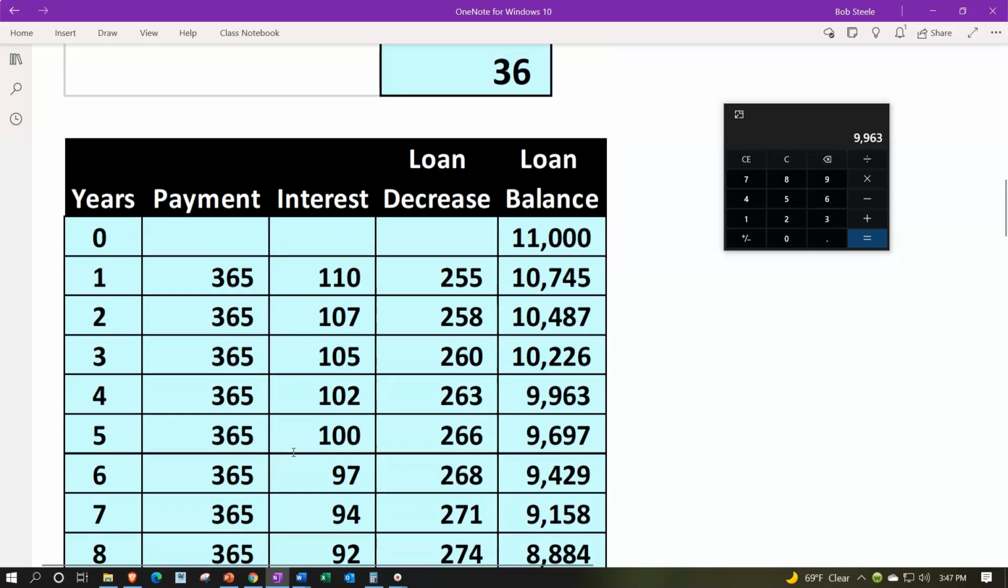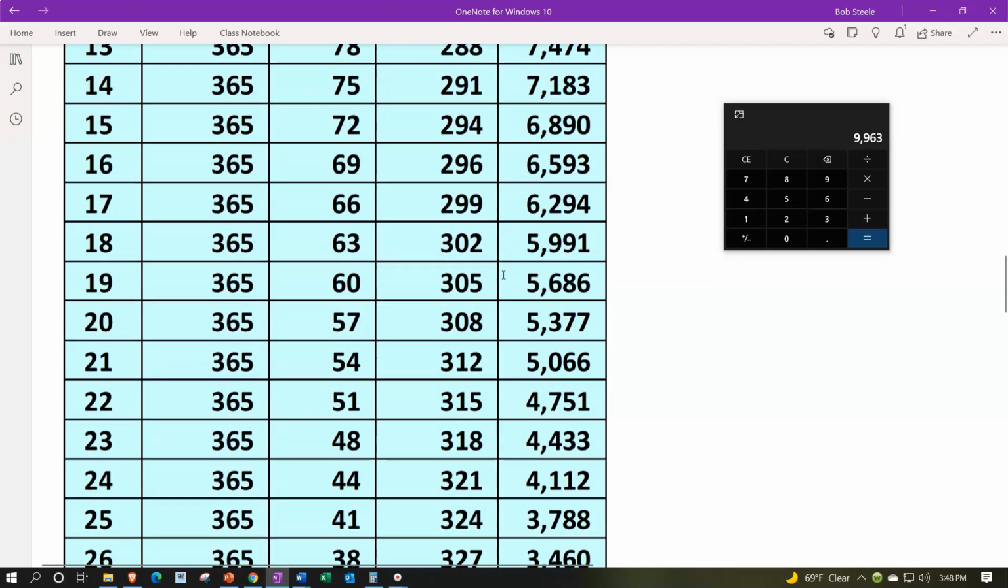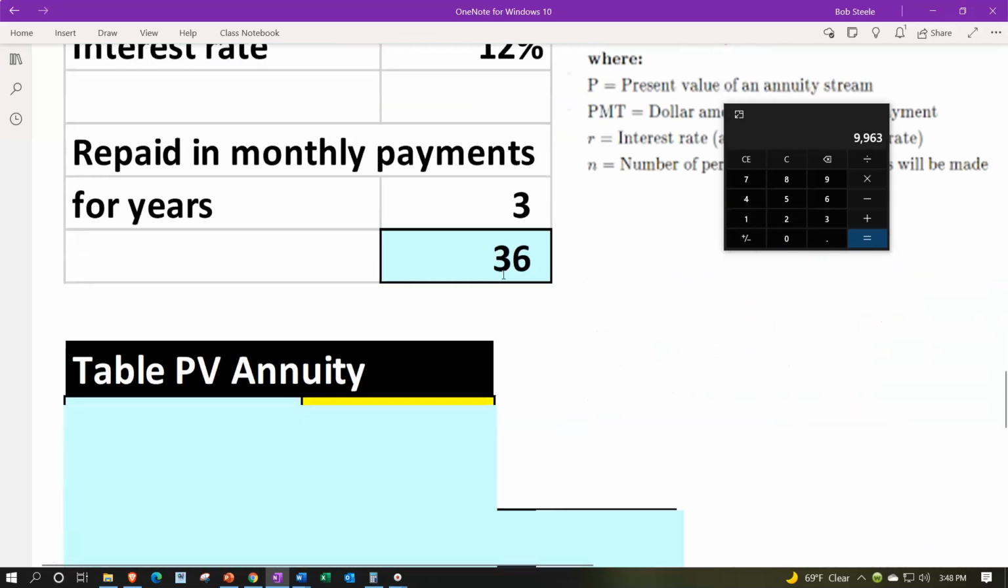Also note that when you do your accounting for this, you need the amortization table because when you make the payment, you've got to allocate the interest expense of the 210, for example, the loan decrease of the 255, which will give you the ending balance in your books of the 10,745.